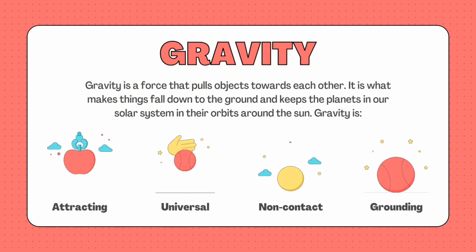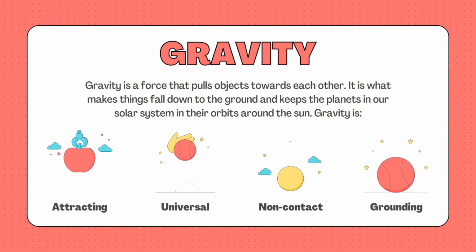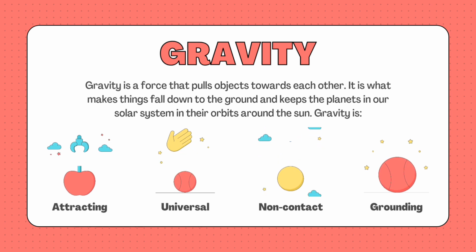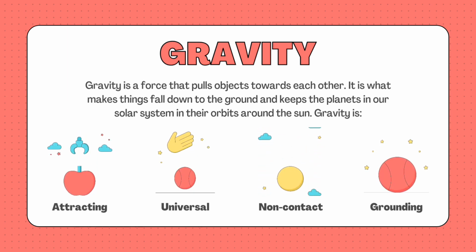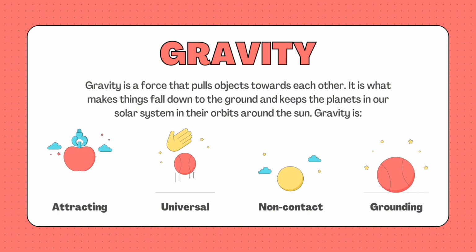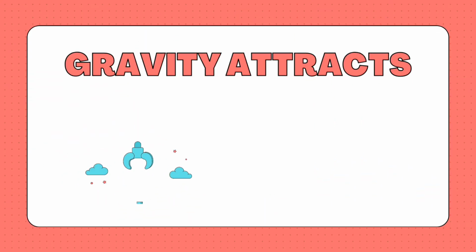Gravity. Gravity is a force that pulls objects towards each other. It's the reason why things fall down instead of flying up. Drop an apple, and it falls to the ground. Why? Because the Earth says, come here. That pulling force is gravity. Gravity has some very special properties.